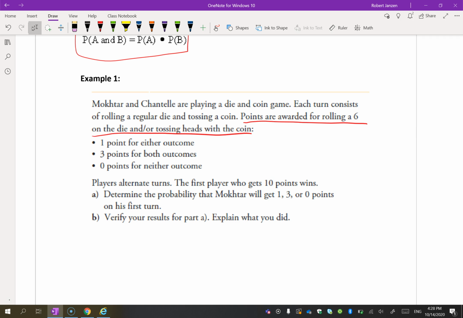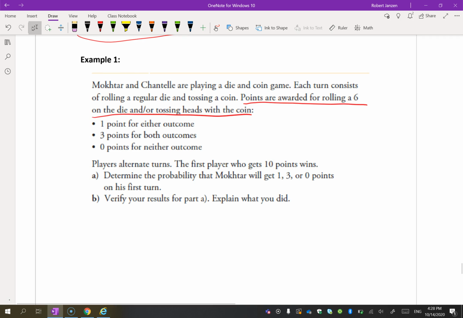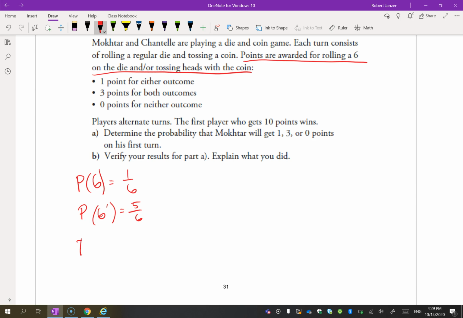Okay, well, let's quickly go over a couple of things. What is the probability of a 6? This is 1 in 6. What is the probability that you don't get a 6? This is 5 in 6. Okay, and what is the probability of heads? That's 1 out of 2. And what is the probability that you don't get heads? That's also 1 out of 2. Okay, so that's our first step.